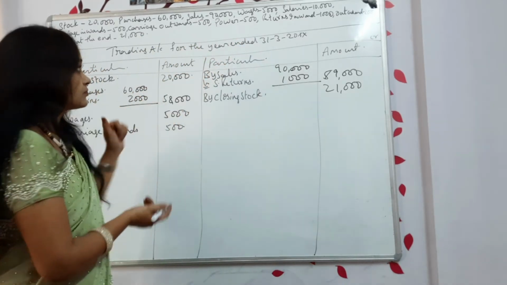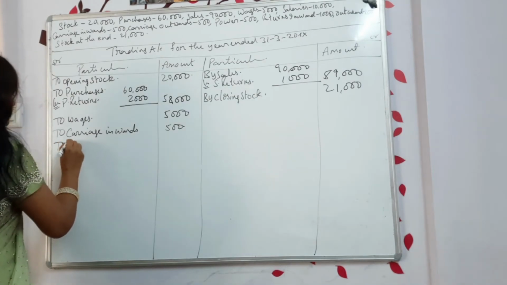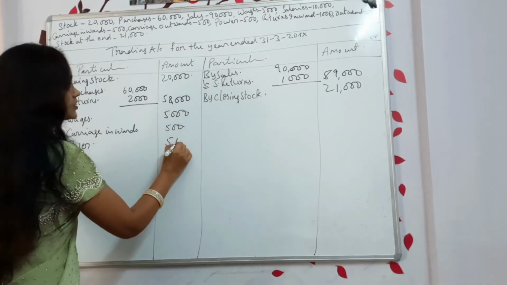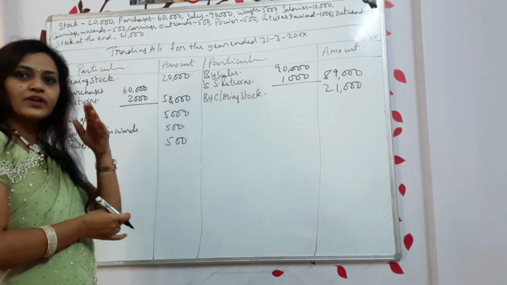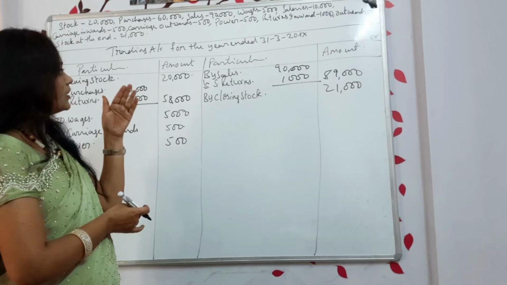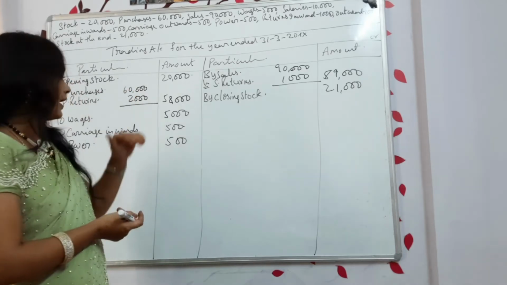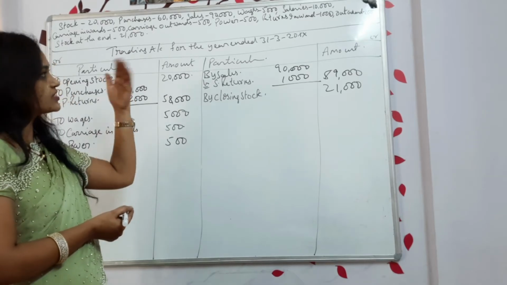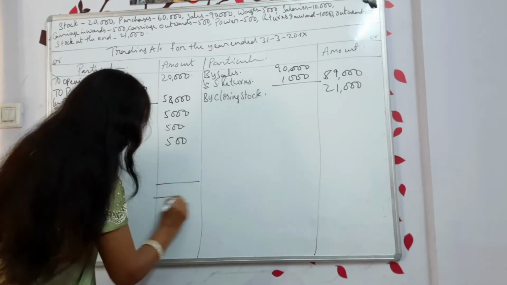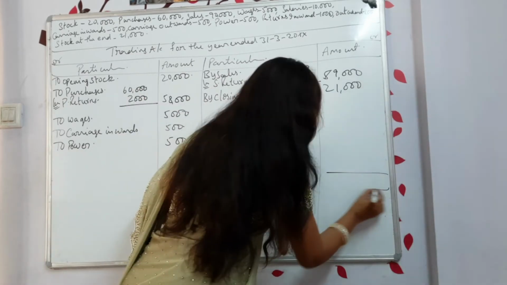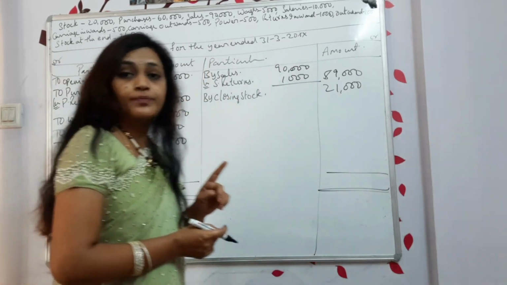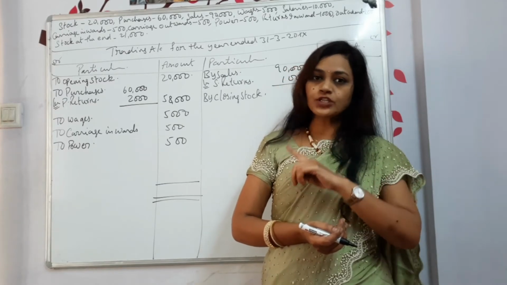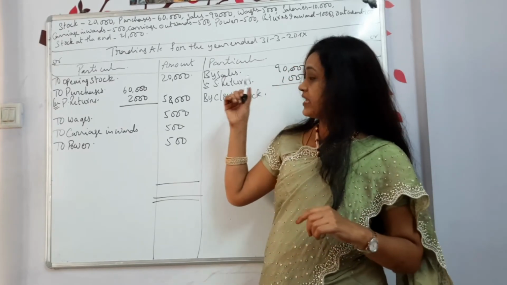Next, power, fuel, all those things will be coming under trading account only. Haulage, the kind of names which you have never heard, all those will be coming under trading account, that you remember. Other than wages, carriers inwards, whatever new names you never heard, mostly come in the trading account. In that way you can remember those expenses.